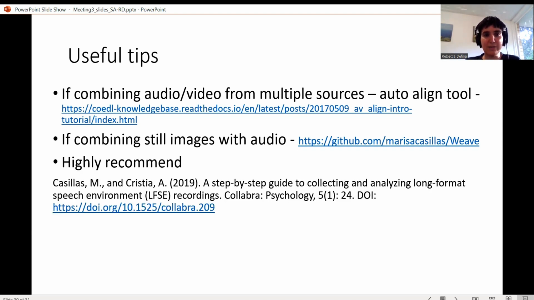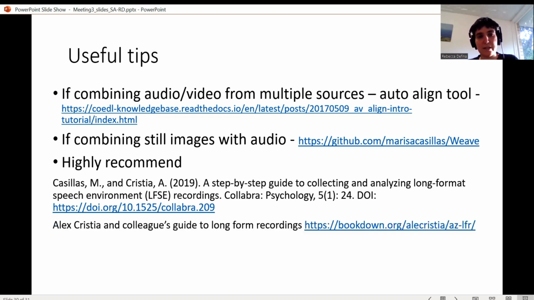I also highly recommend Marissa and Alex's paper on collecting and analyzing long format speech environment recordings, where they go through a few of the different options for long format recordings. In some cases, it's different to what you might need to do if you're doing a more short form recording, but there's a lot of good tips there.